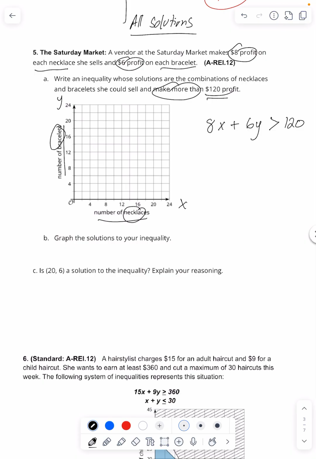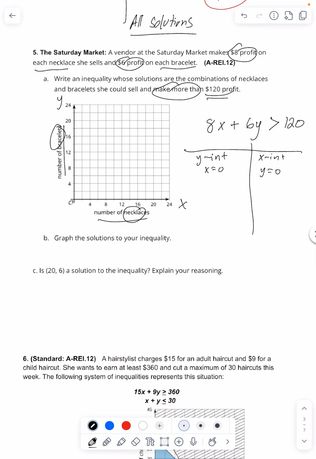It doesn't say that she needs to make more than or exactly 120, or at least 120, right? So it means that it's just a greater than. So now we're just graphing the solutions to the inequality. In this case, we will do it again just like we did in unit 2. Find the y-intercept by setting x equal to 0 and the x-intercept by setting y equal to 0.